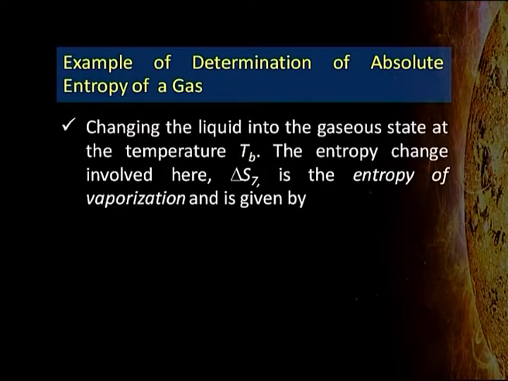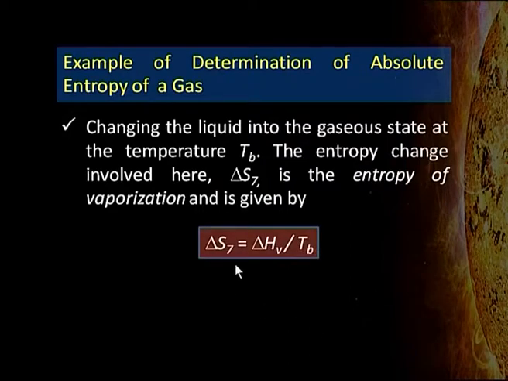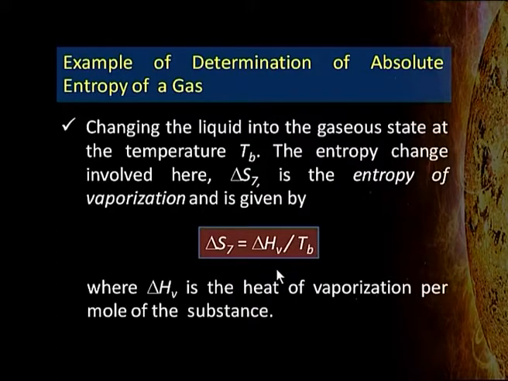In the next step, the liquid will be changed into the gaseous state at the temperature Tb. The entropy change involved here is delta S7, which is known as the entropy of vaporization and is given as delta S7 equal to delta Hv divided by Tb, where delta Hv is the heat of vaporization per mole of the substance and Tb is the boiling point in Kelvin.